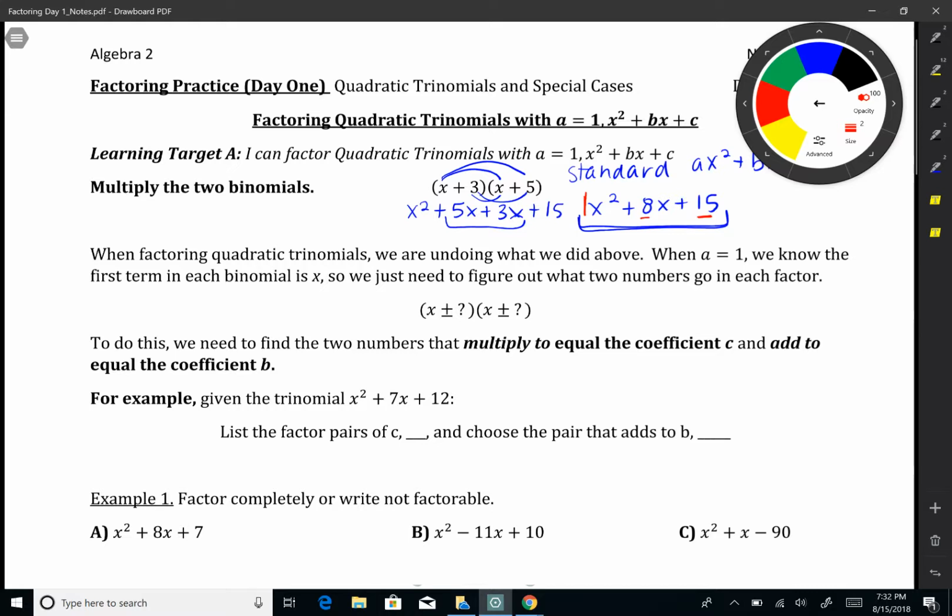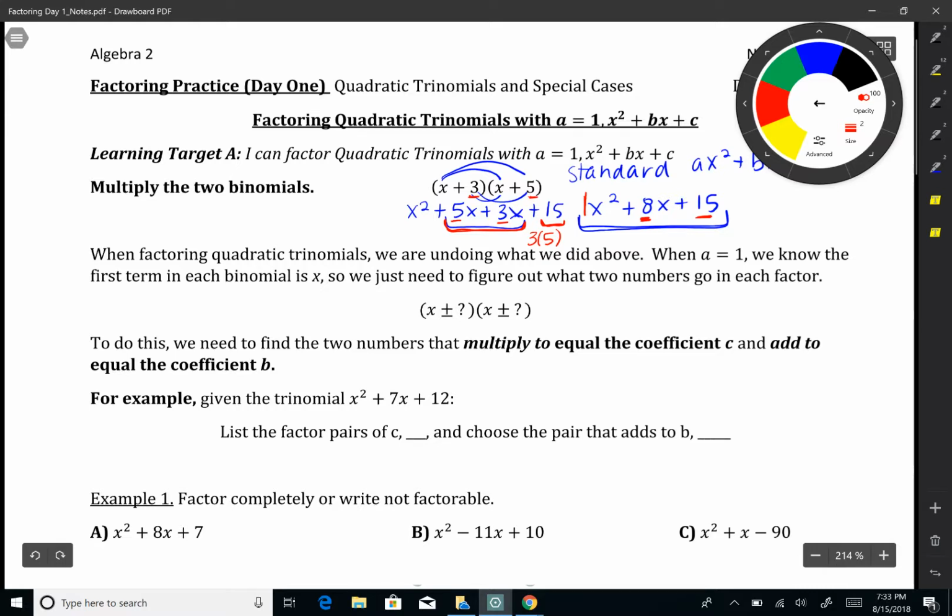So if we look back at our factors, we see that we had x plus 3 times x plus 5. And when we multiplied those, our 2 middle terms were 5x and 3x. Do you see that those are the numbers that were in our binomials to begin with? So the 2 numbers in our binomials were added to give us this middle term, our b value. And then the 15, how did we get that? We took 3 times 5. So they were multiplied to give us our c value of 15. So when we are factoring trinomials with just a equal to 1, we really only have to consider what these 2 numbers in our binomials would be.